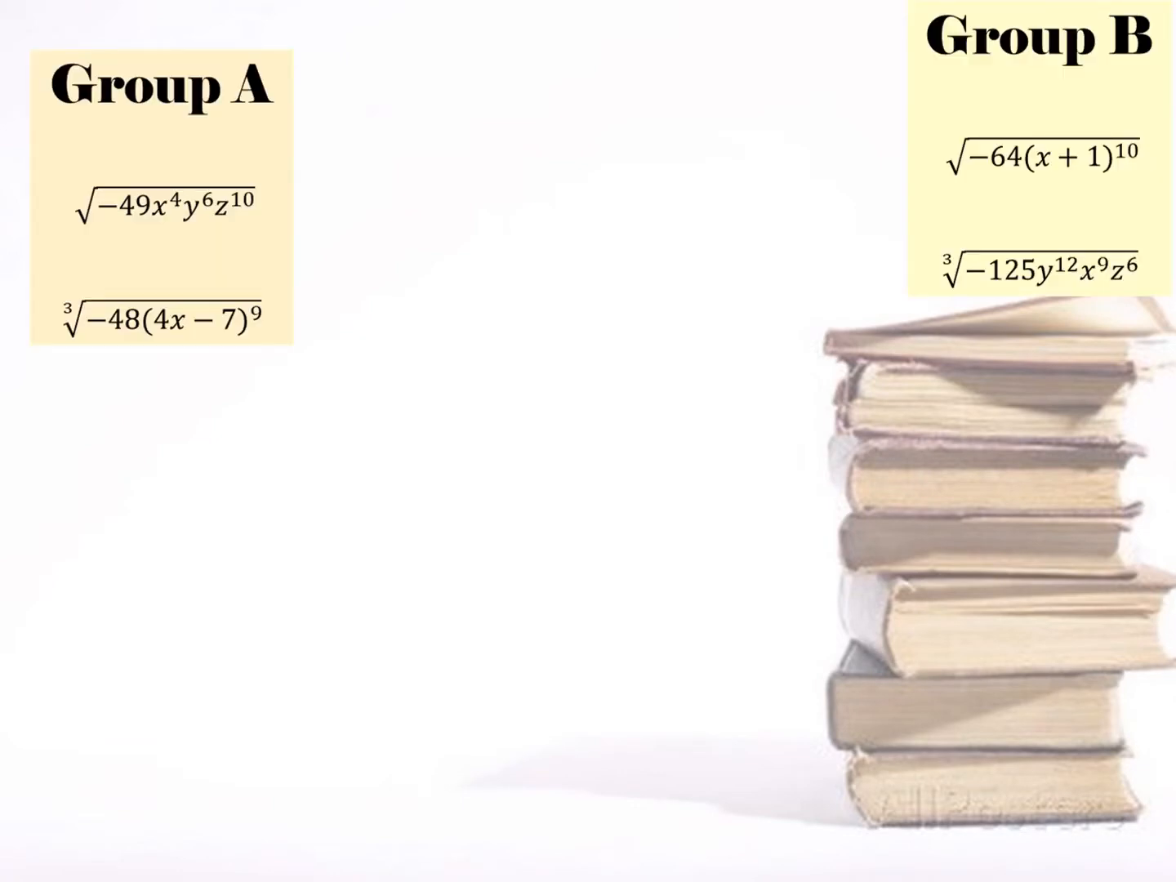Let's solve a few more examples and apply all the skills we have studied while changing the radical sign into the exponential form. So here the question is the square root of negative 49, x to the power 4, y to the power 6 and z to the power 10.